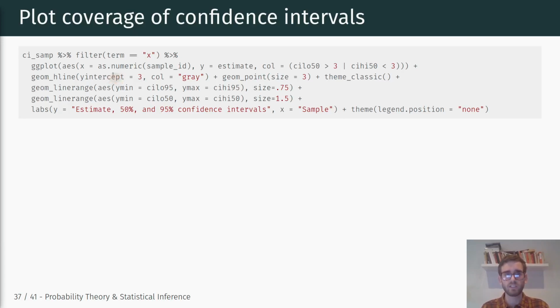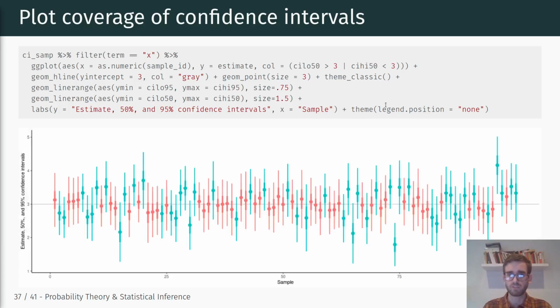We'll add a horizontal line for the true value, which is equal to 3. We'll add, of course, points for each point estimate, and we'll add line ranges for both confidence intervals, both the 95% confidence interval and the 50% confidence interval, of different widths so we can distinguish them. That's a lot of ggplot code, but the result is quite nice. It looks exactly like this.